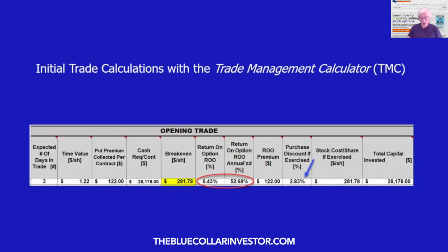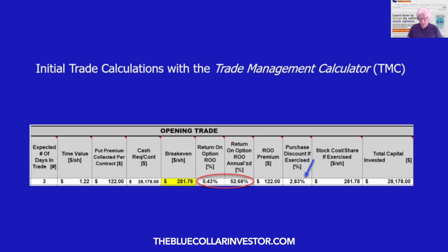That information shows us that we get $122 per contract. That's the premium. Based on a 3-day trade and the amount of cash required by the broker to secure that put, it resulted in a 0.43% 3-day result, annualized out to 52.68%. Now, the spreadsheet will also tell us that if the put is exercised and the shares are put to us and we purchase the shares, we purchased them at a discount of 2.83% from the price of QQQ when the put trade was first initiated. Okay, that's section 2 of the spreadsheet.